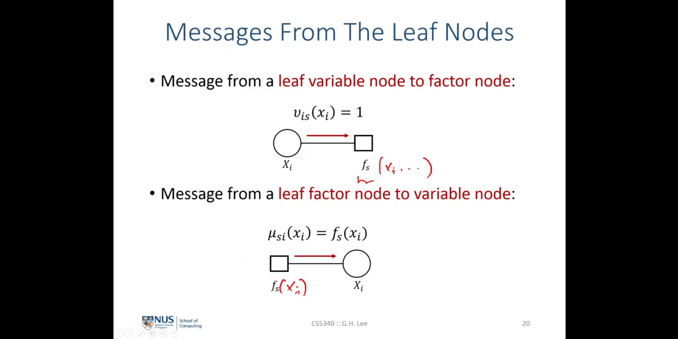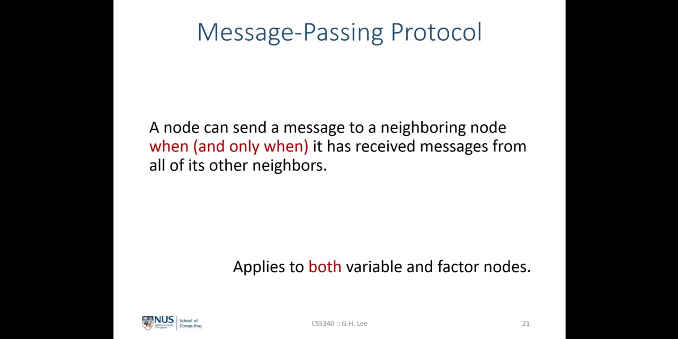There is also a similar message passing protocol in the sum product algorithm on a factor graph. So here a node can only pass a message to its neighboring nodes when and only when it has received all messages from all its other neighbors. This is the same message passing protocol as the sum product algorithm that we have seen for an undirected graphical model or a directed graphical model.